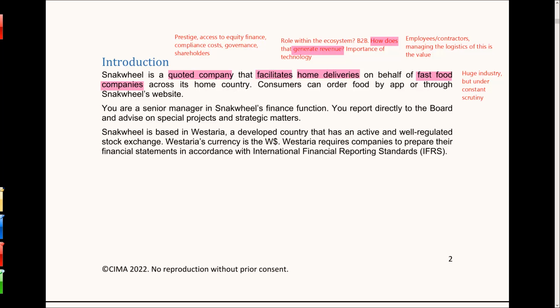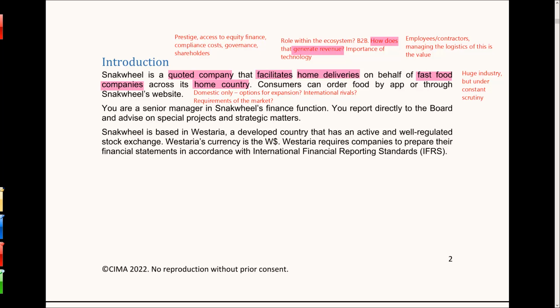Okay, so Snakwheel is a quoted company that facilitates home deliveries on behalf of fast food companies across its home country. Again, doesn't seem like a lot, it's 2 words, but it tells us what? Well, it tells us that this company only operates in its domestic market. And of course, that obviously raises the question of, what options are there for expansion? Is there something particular to the domestic market that makes this type of business model very successful? And what are those features?